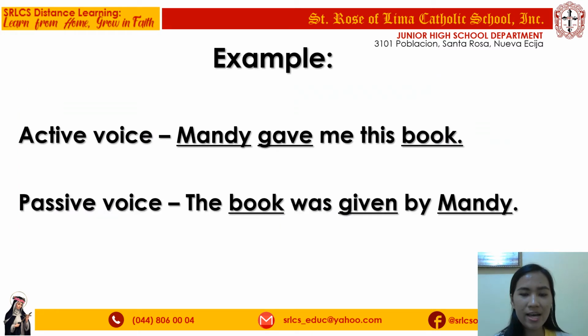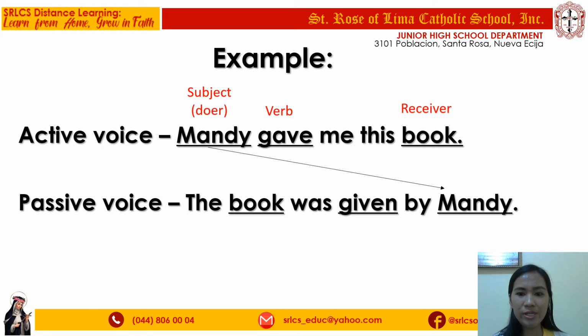Okay, so now let's have an example. In the active voice, we have Mandy gave me this book. In passive voice, we have the book was given by Mandy. In the active voice, Mandy is our subject, the doer of the action. We have the verb gave, and we have the receiver book.